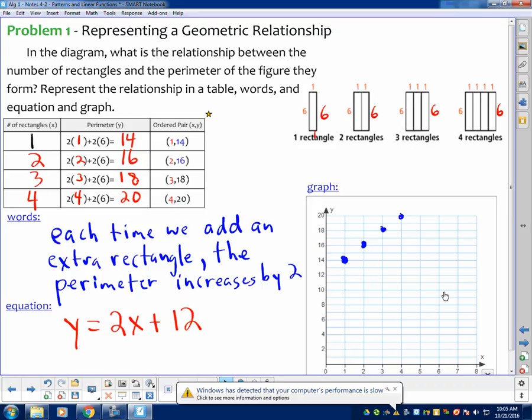Got a graph? Yes, next. Ready. Oh my God. All right.